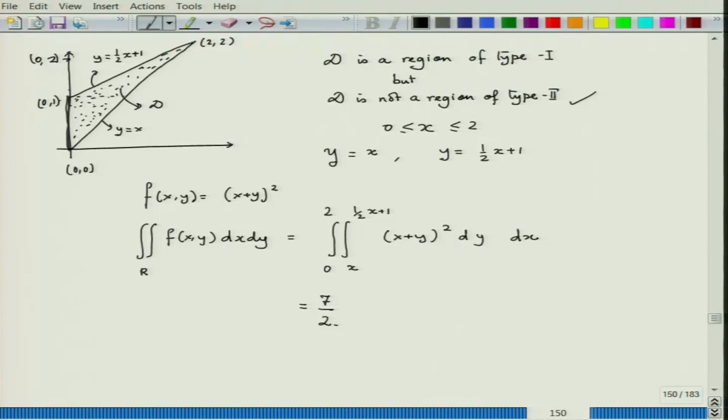So, here we have a simple idea: there are several cases where the region is of type 2 and type 1, that is, the region is of type 3. So, it is both. Sometimes if you use a type 1 approach, it is hard to compute. If you use a type 2 approach, it will be easy to compute. For example, I will just mention this and end my talk.